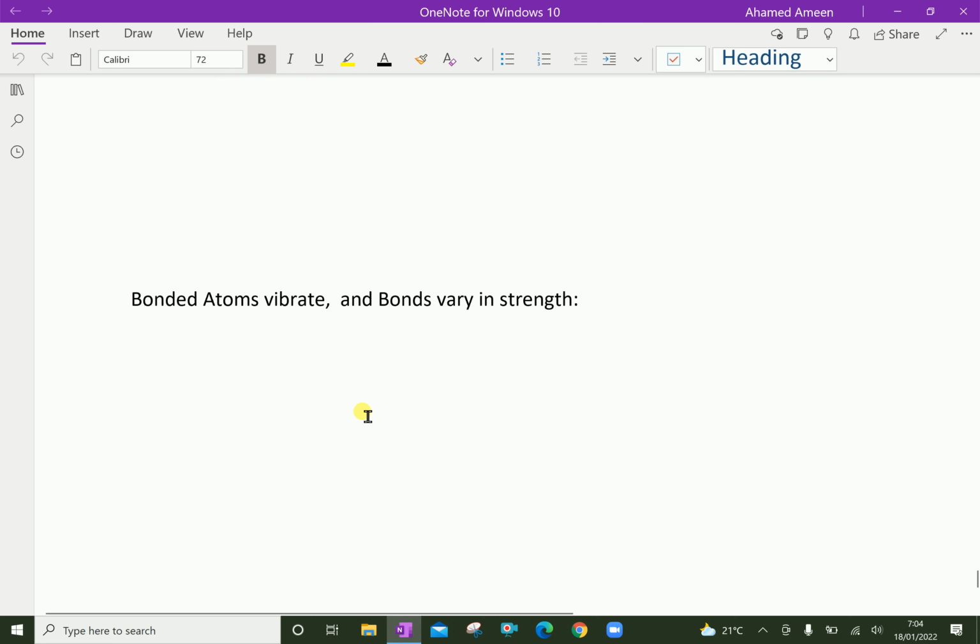Further, bonded atoms vibrate and bonds vary in strength. For example, suppose we have a solid roller. If you pull or push it, it's not easy to move. It won't vibrate because it's a solid. Another example: take one helical spring, pull both sides, and it starts to vibrate.